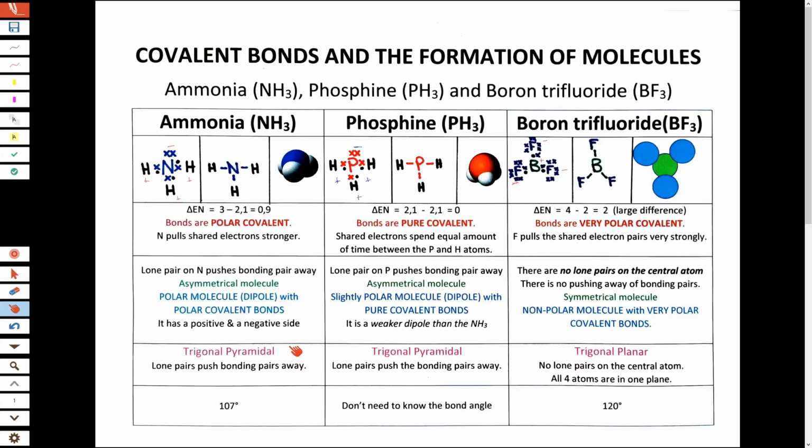The shapes, if we look at the shape of the ammonia, we call this trigonal pyramidal, or trigonal pyramidal, your teacher might say, because the lone pairs push the bonding pairs away.